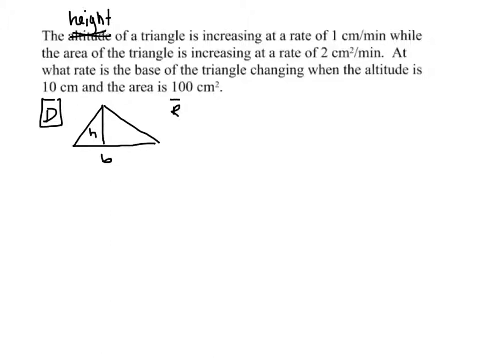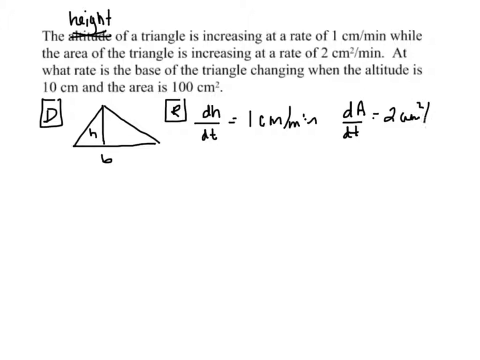Okay. The rates I know quite a few actually. I know the rate at which the height is changing. It's +1, positive because the height is getting bigger. I know dA dt, the rate at which the area is changing. Again, it's positive because, centimeters, not meters. Positive because it's getting bigger. A little sloppy here with my writing, I apologize. And I'm looking for what rate the base is changing.